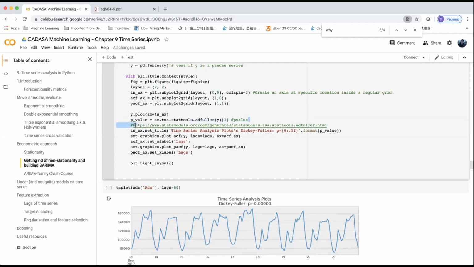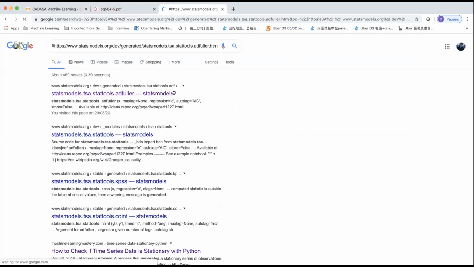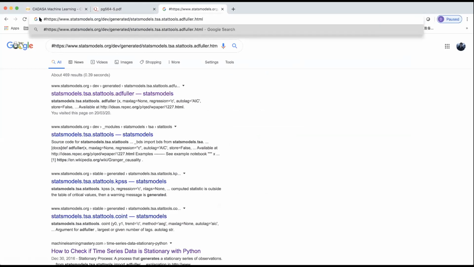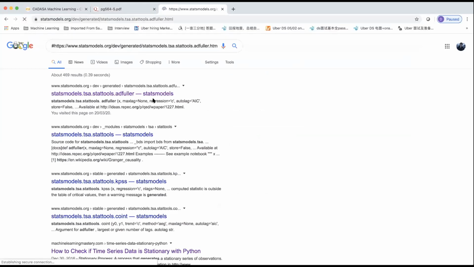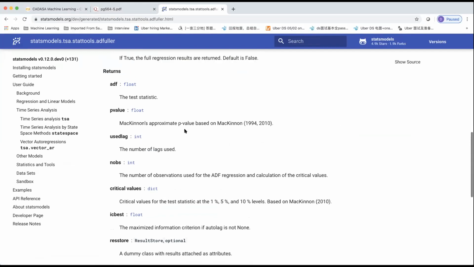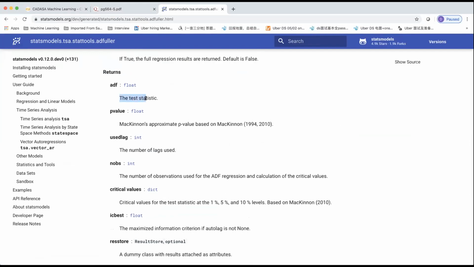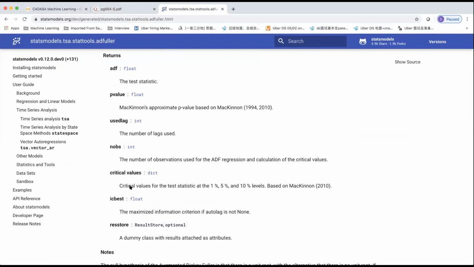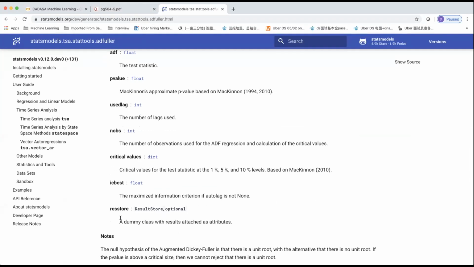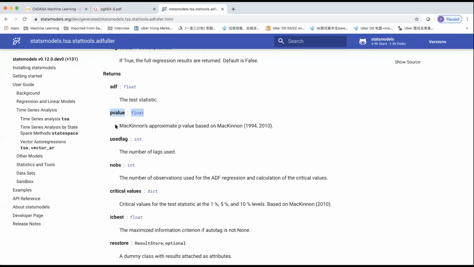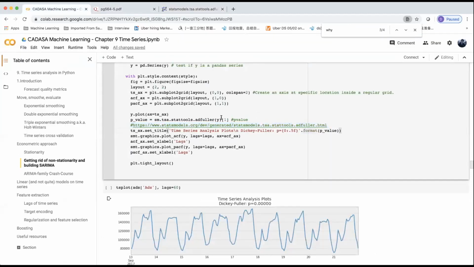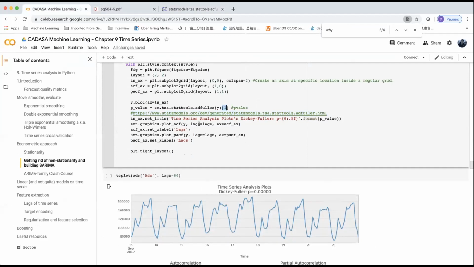I'm going to show you. This is a really useful function. You're probably going to use it many times. It has a lot of output. First of all, it returns the test statistic, that's our first component. The second component is the p-value, and it also has some critical values and a dummy class with result attributes. What we care about is just this, so that's why we just add 1 here. We just want the p-value. Okay, so that's the p-value.